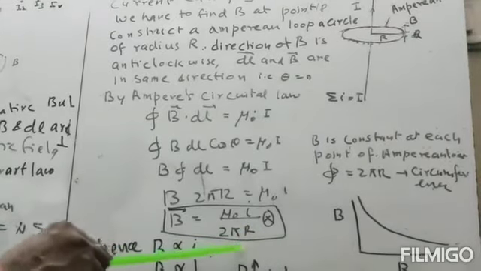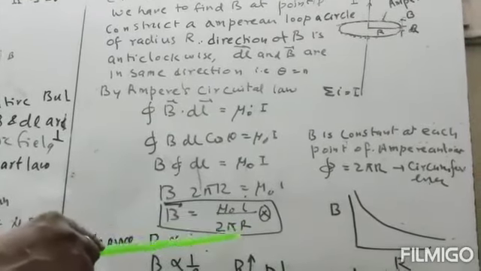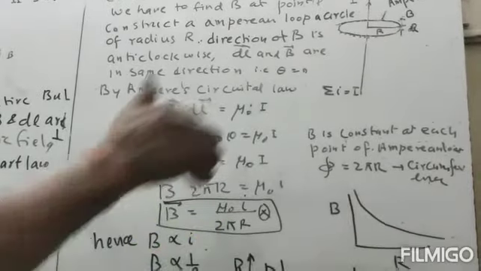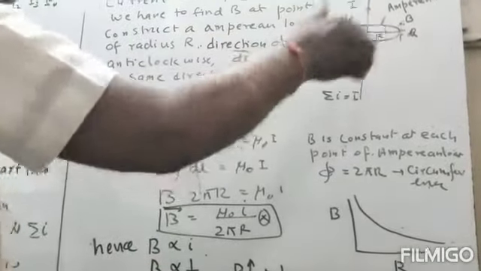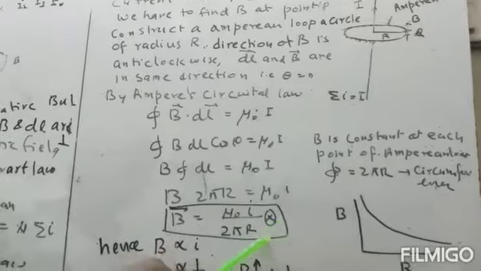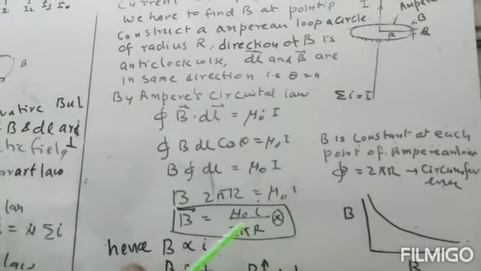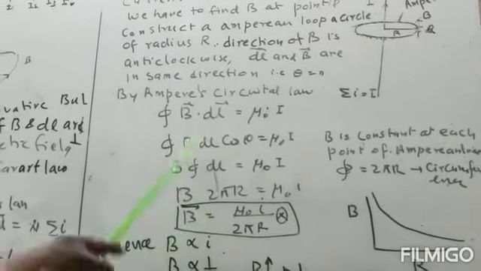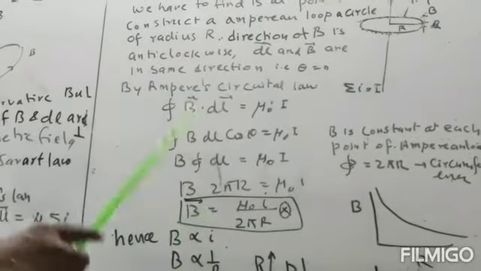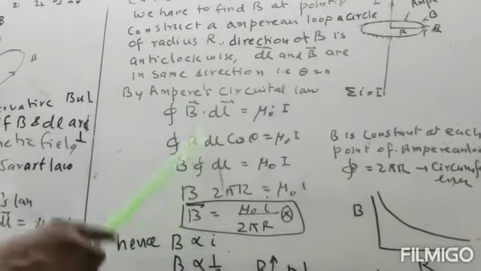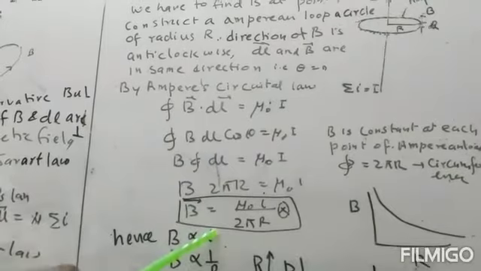What would be the direction? The direction of the magnetic field will be from the right hand thumb rule, and it will be inside the board. So we will give it a cross here. So this is the same magnetic field we found earlier with the help of the Biot-Savart law.